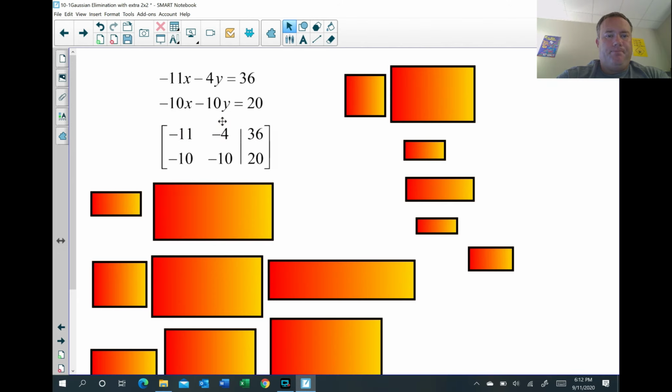Now, it's up to you, but I've seen a lot of people are usually a big fan of this line right here, so they know the difference between where the variables are and where the number is.